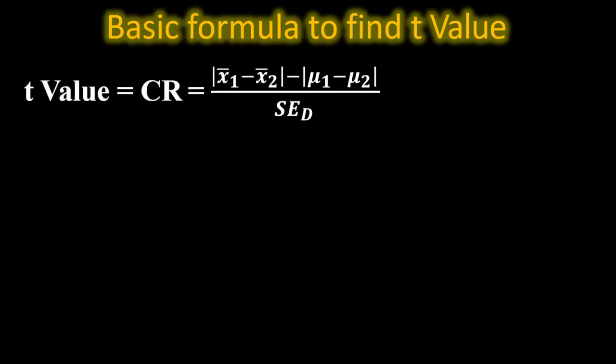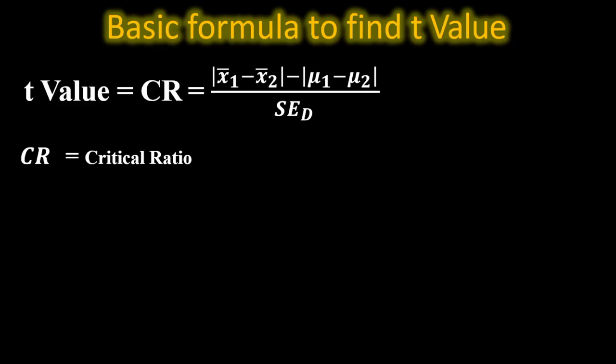Now the basic formula to find t-value. This is the basic formula given by William Gosset. t-value equals CR, that equals modulus of x bar 1 minus x bar 2 minus modulus of mu 1 minus mu 2, upon SED, where CR is critical ratio or t-value.